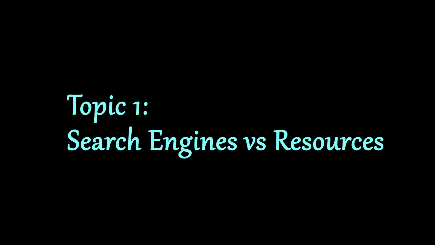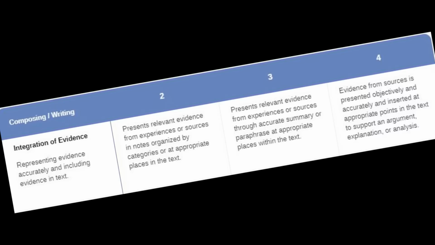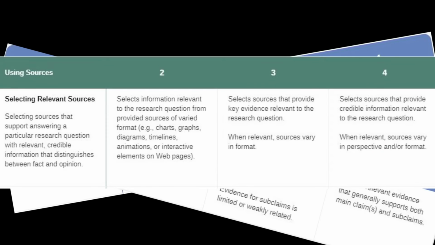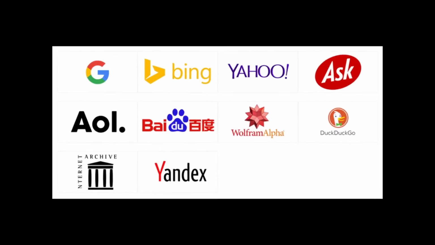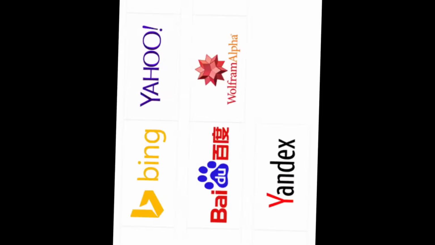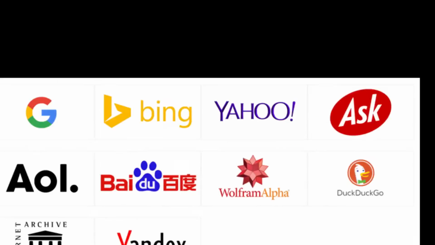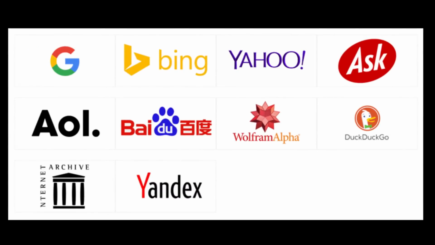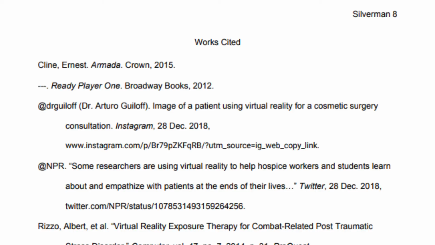Topic 1. Search engines versus resources. Believe it or not, this is one of the biggest things I mark people down for on the relevant sources and evidence-related cog skills. People, there's a difference between search engines and resources. These are search engines. Their whole job is to do the searching of the internet for you. However, they are not a resource. A resource is something you would put in your works cited page.